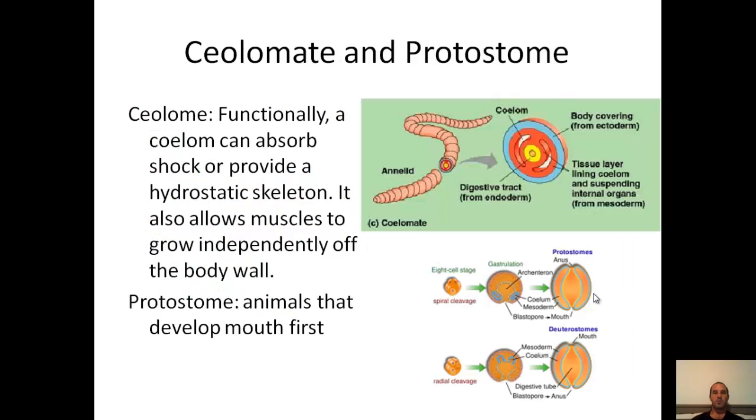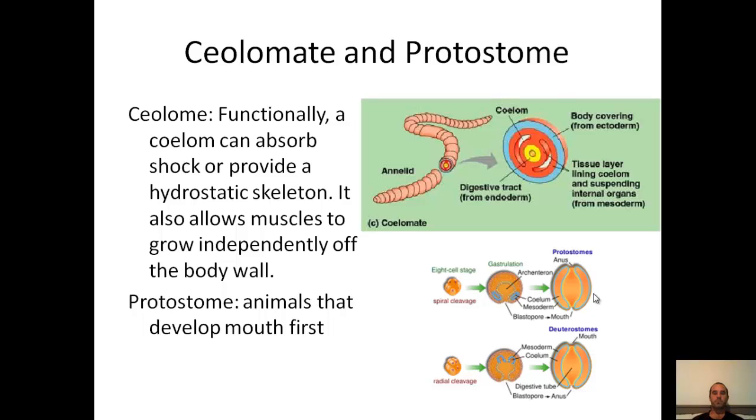Okay, so I talked about a body development called the pseudocoelom. Now we're going to talk about coelomates and protostome development. The coelom's function is that it can absorb shock or provide a hydrostatic skeleton. It's kind of like an open area within the body cavity. It allows muscles to grow independently off of the body wall.